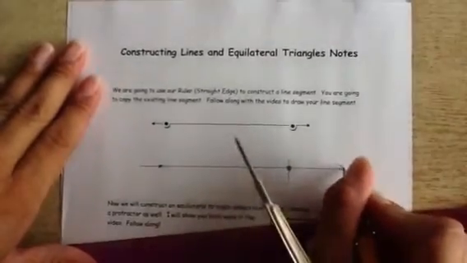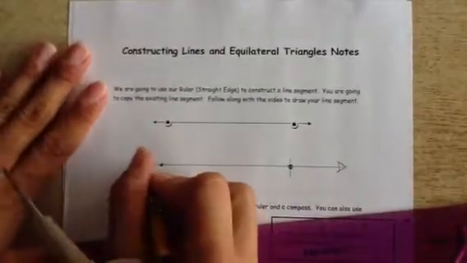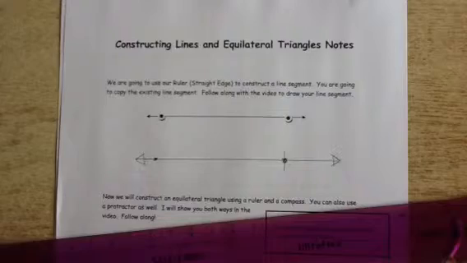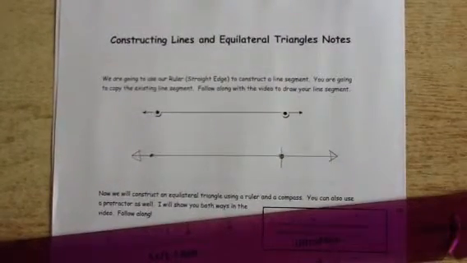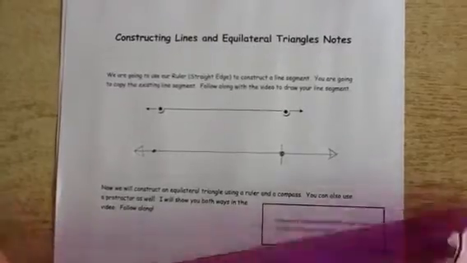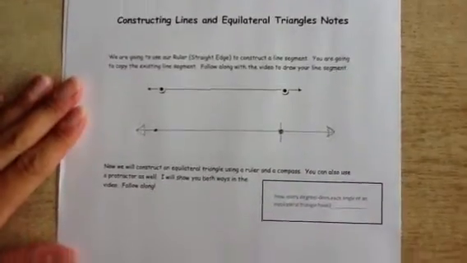You always finish off a line with arrows at both ends, and the reason for that is that lines continue in both directions, otherwise it's called a ray. That only goes in one direction. And we're going to move on now.